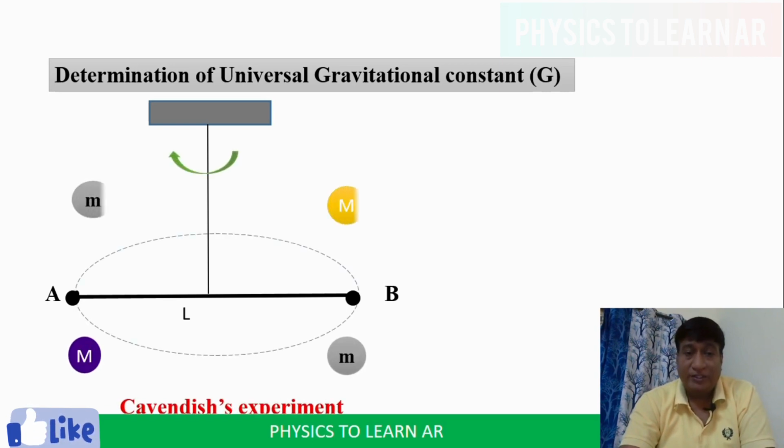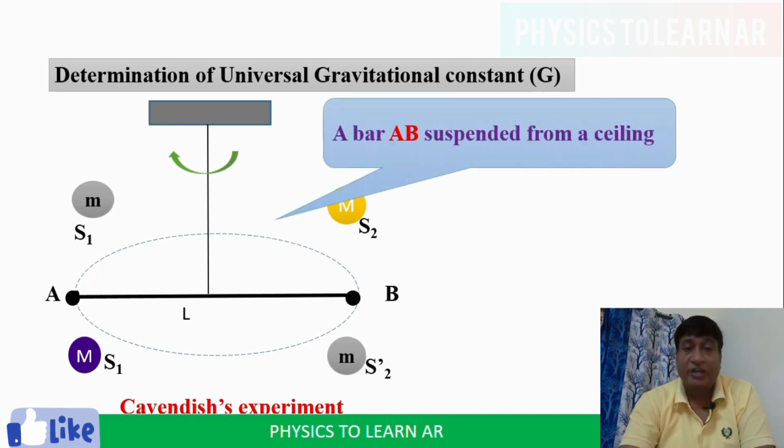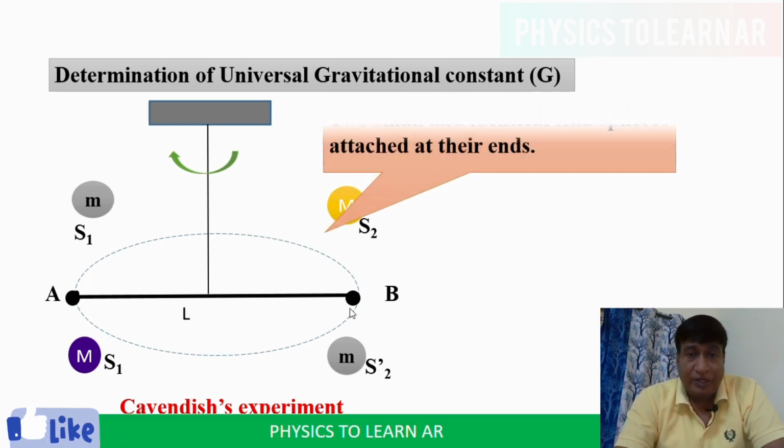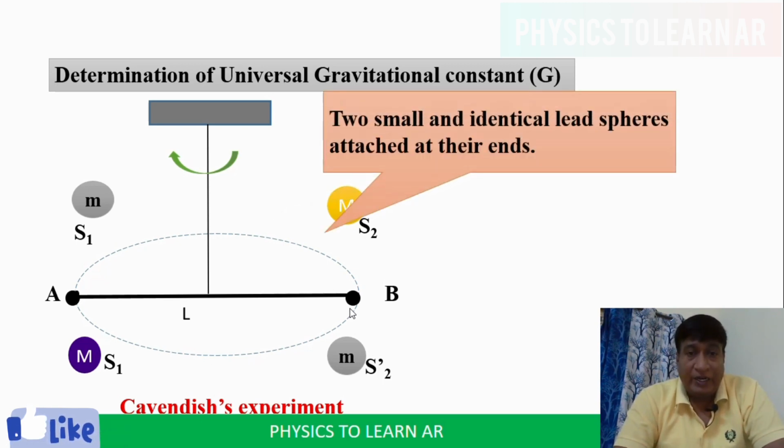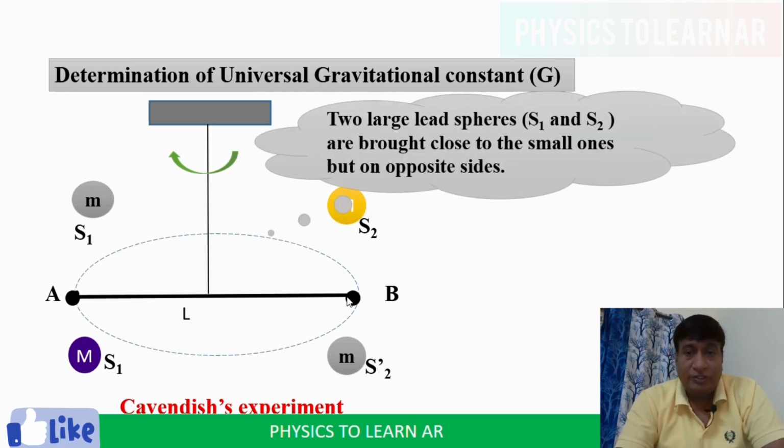In order to explain the Cavendish experiment, it is assumed like this. This is a bar, which they have taken as AB. AB is a bar suspended from the ceiling, with two small and identical leads attached to its ends. This is one body having mass m1, and this is one more body having mass small m. Two large leads S1 and S2 are brought near, having masses capital M.